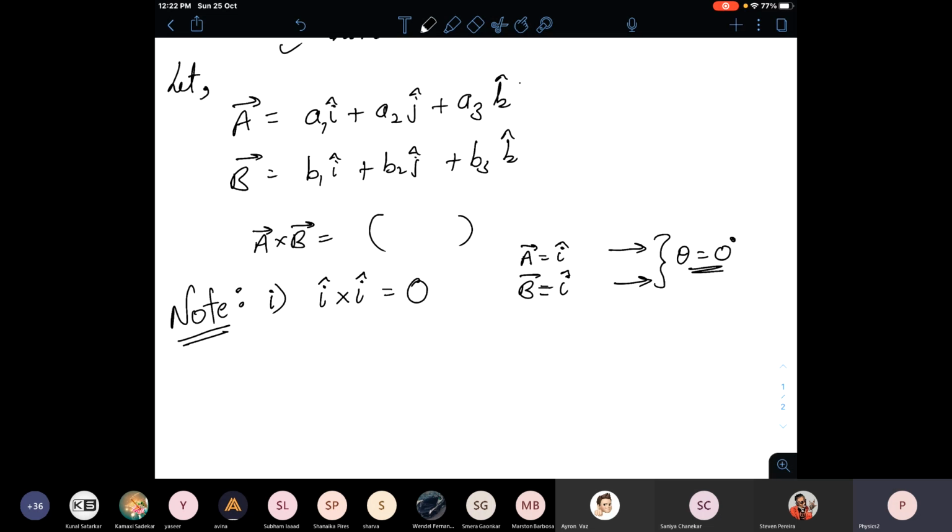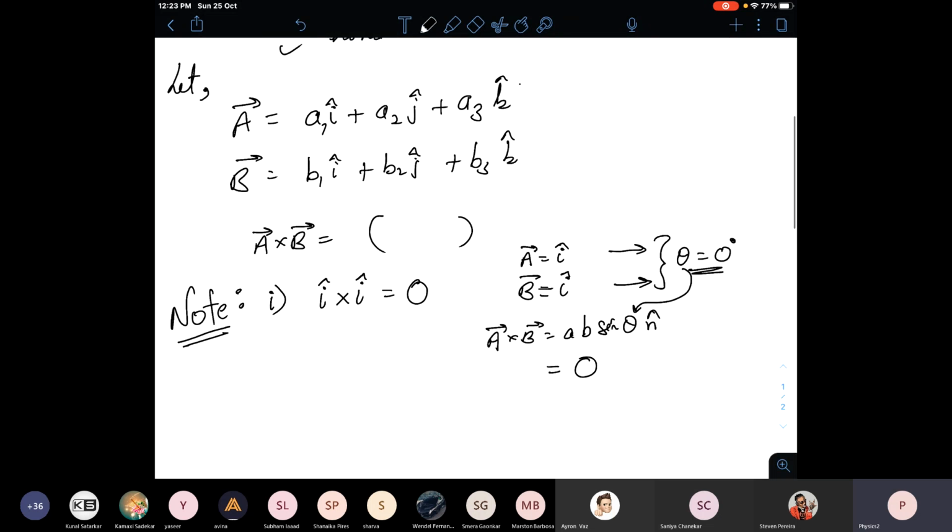Okay, so if it is 0 degree, you will replace a cross b as ab sine theta n cap. So instead of theta, you will replace over here 0. Okay, sine 0 is 0. Okay, so if sine 0 is 0, this complete magnitude becomes 0. So whatever be the direction, I don't have to worry about it. It is a null vector. Null vector can have any direction because the magnitude is 0. Okay, so I cap cross I cap will always be equal to 0.